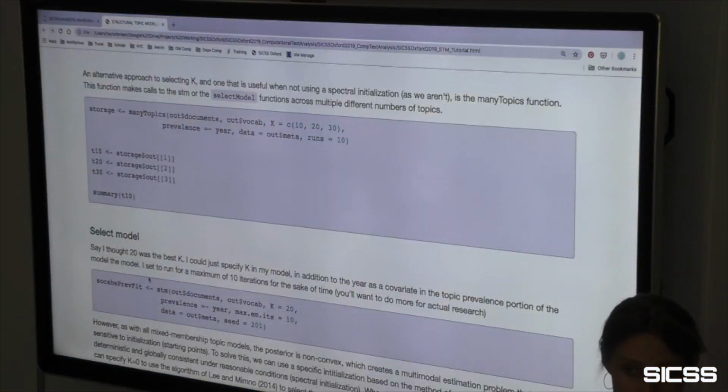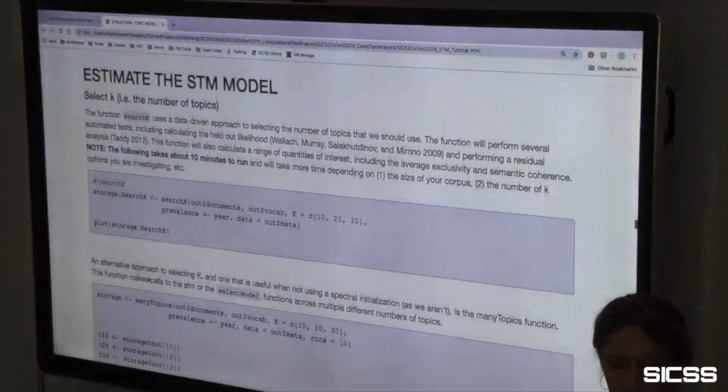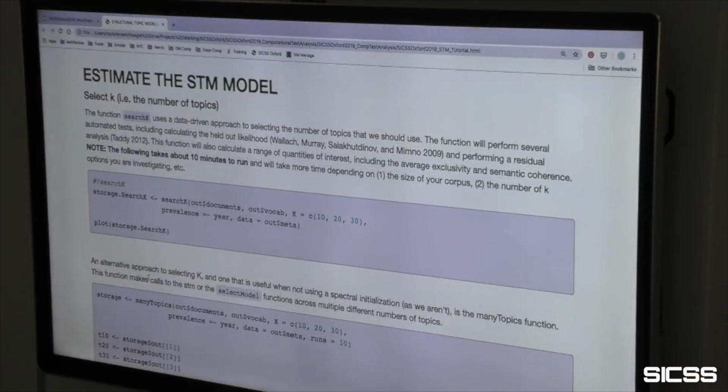I don't run that because it takes a long time. But if you want to run this code on your own, you can do that. You can search K and see what the diagnostics are that help you then make the decision. It will plot something for you, or maybe I do plot it later on. I'll have to check, but you'll see how when you change this, you have less semantic coherence, meaning that the words don't really cluster together that well when you have so many or so few topics. And then as you move it up, they start to get better together.